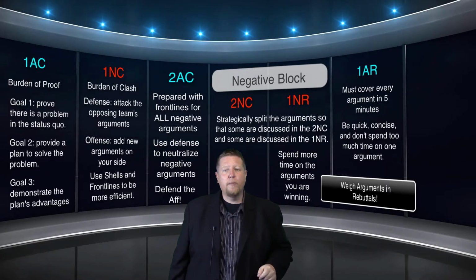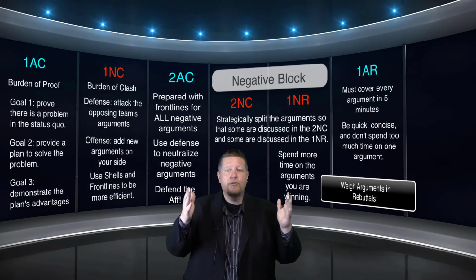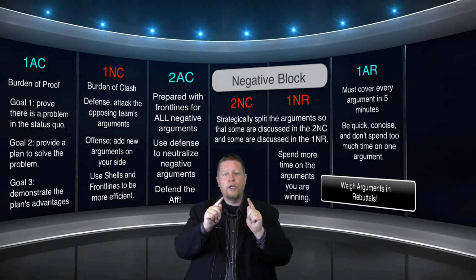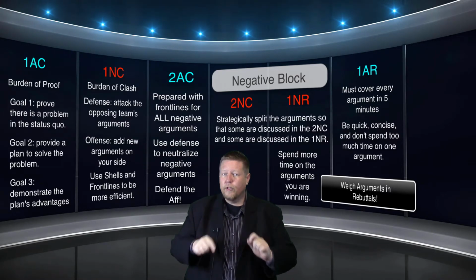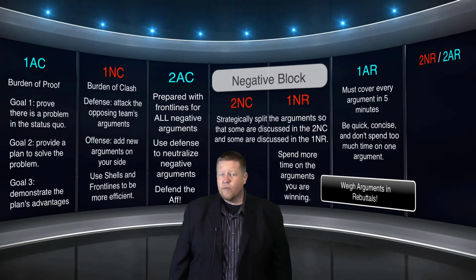Not only does weighing arguments make things easier for your judge, it makes things easier for you as well, because it lets you summarize lots of complex arguments into a single question, a question that you ask and answer for the judge. The final two speeches are the second negative rebuttal and the second affirmative rebuttal.